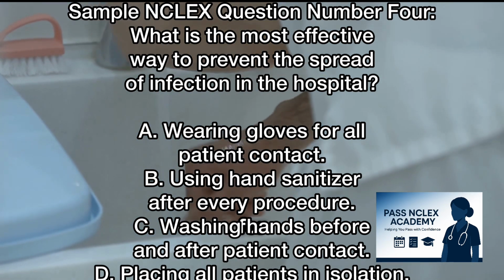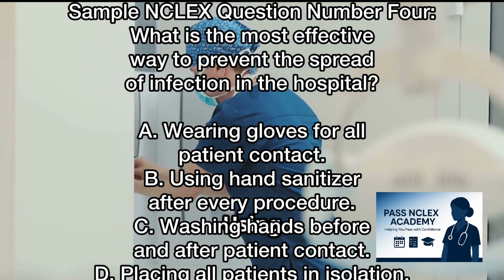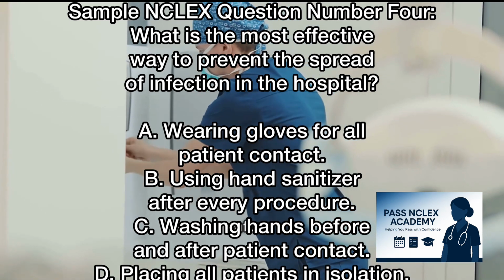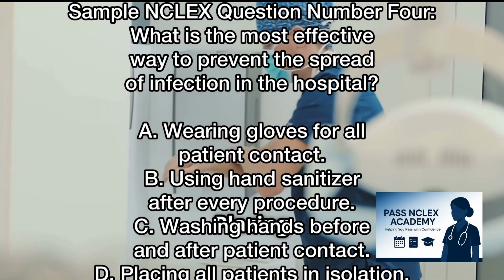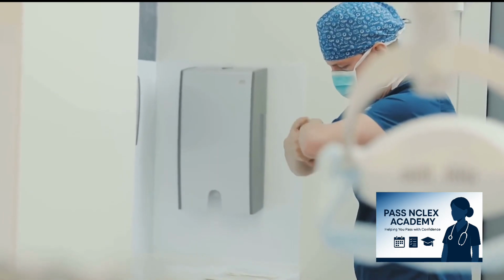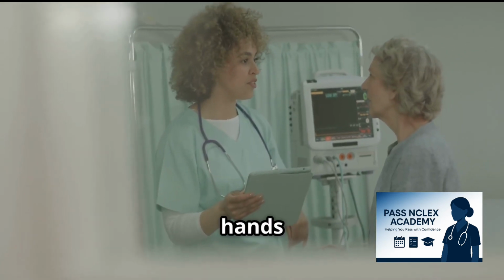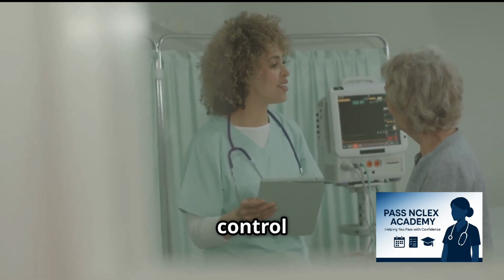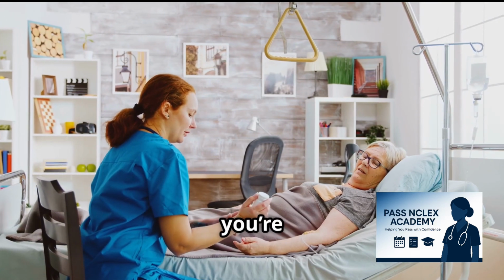A. Wearing gloves for all patient contact. B. Using hand sanitizer after every procedure. C. Washing hands before and after patient contact. D. Placing all patients in isolation. The correct answer is C. Washing hands before and after patient contact. Hand hygiene is the most effective infection control measure. Always choose hand washing if you're unsure.